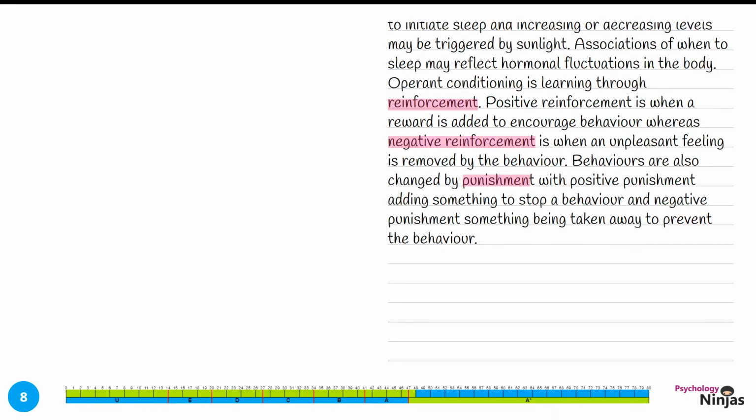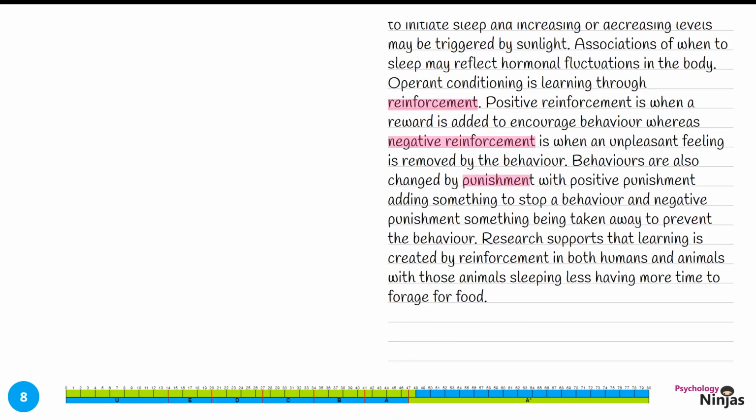And then we're going to link this into sleep. Research supports that learning is created by reinforcement in both humans and animals, with those animals sleeping less having more time to forage for food. Here we've linked this into sleep by talking about having less sleep in order for more time to eat.